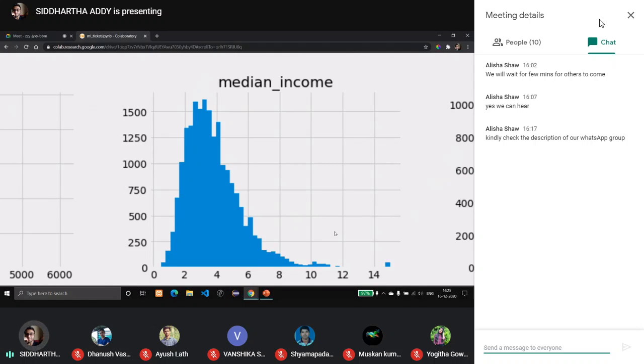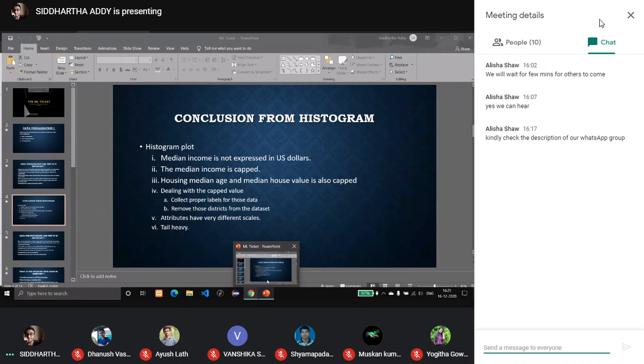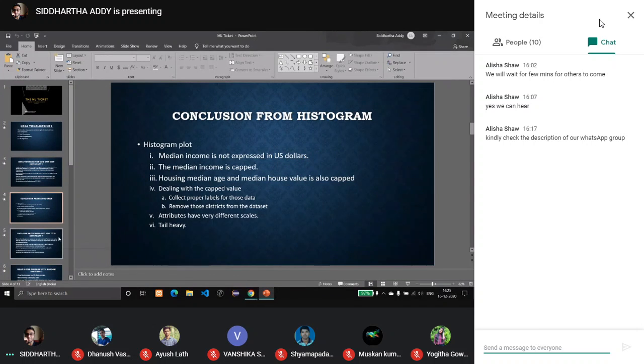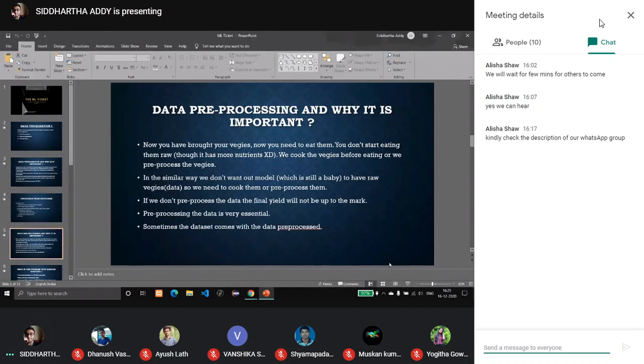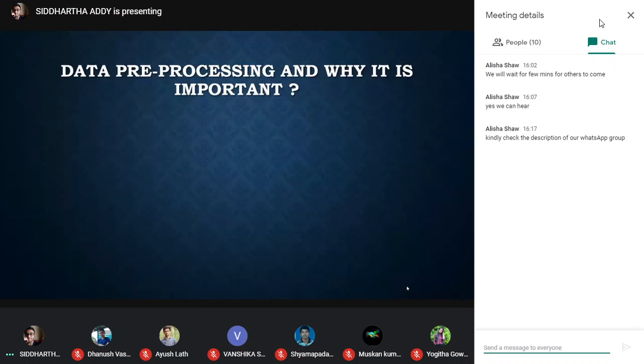So let's get back to what pre-processed data is. I am going to give you a very slight introduction, because pre-processing is a very huge part, and we will be covering it. But if you don't understand what pre-processed data is, we will have a problem. Data preprocessing and why it is important.